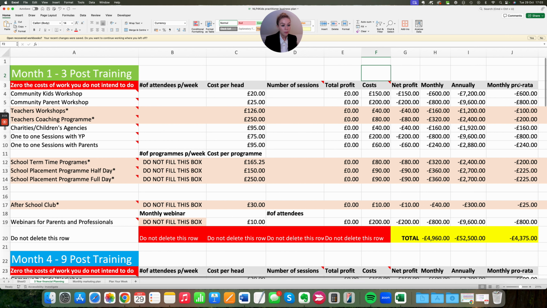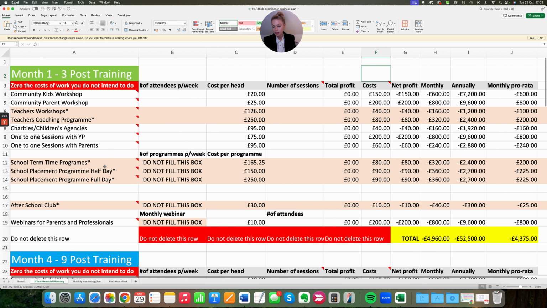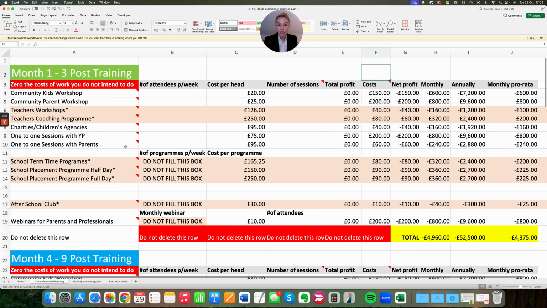Now, the reason why we have a monthly pro rata column is because you'll see some of these areas over here with the asterisks that are shaded in a different colour. These relate to working in school, and school is not available every month of every year. Schools are actually available for work with you 7.5 months of the year. So for that reason, the calculations for working out your schoolwork needs to be done on a prorated basis. And you will see over here that it's times by 7.5 for your annual amount rather than times by 12.